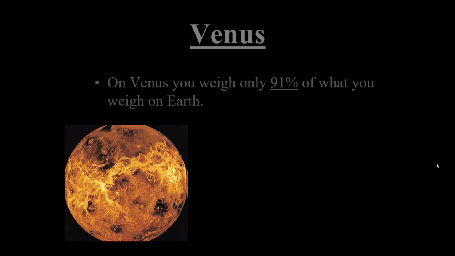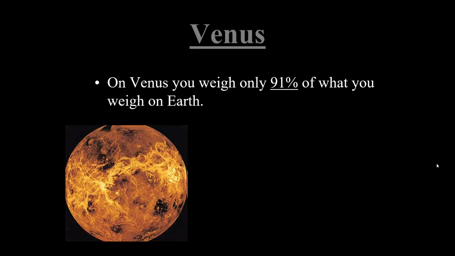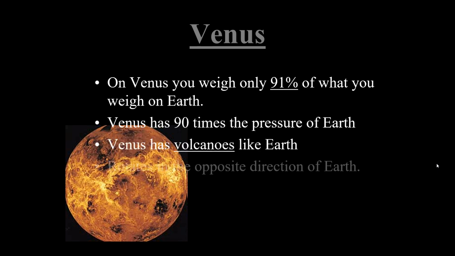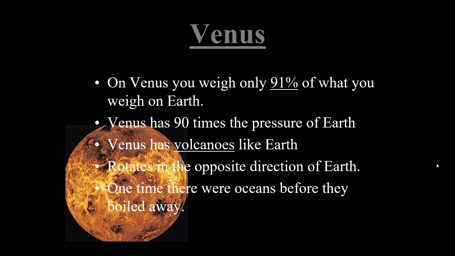Venus. On Venus, you weigh only 91% of what you weigh on Earth. Venus has 90 times the pressure of Earth. Venus has volcanoes like Earth. Rotates in the opposite direction of Earth. One time there were oceans before they boiled away.